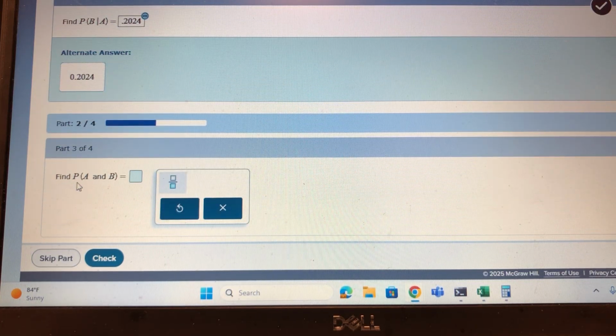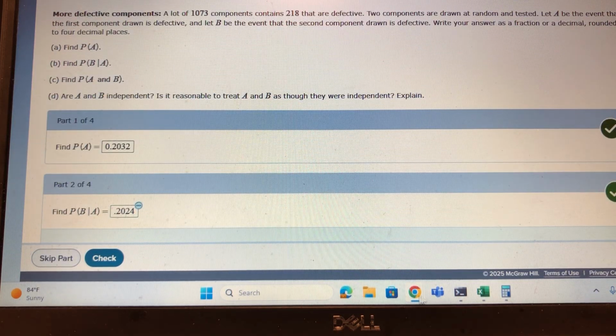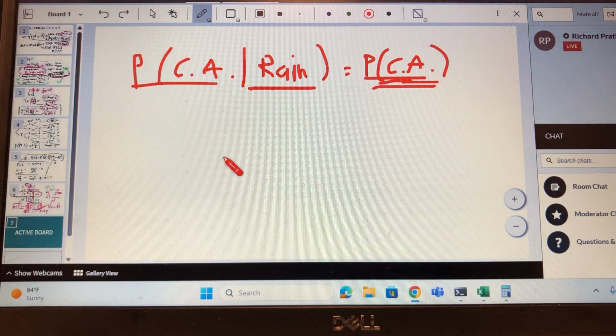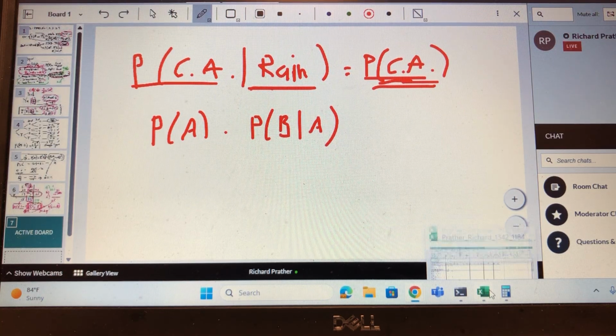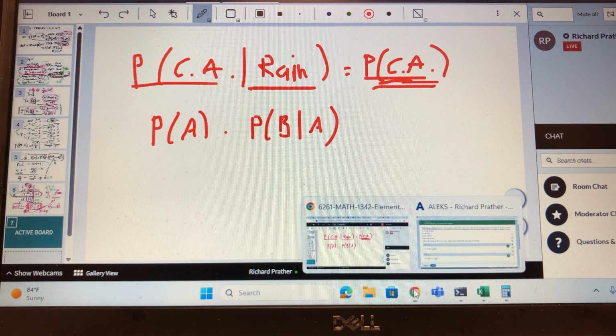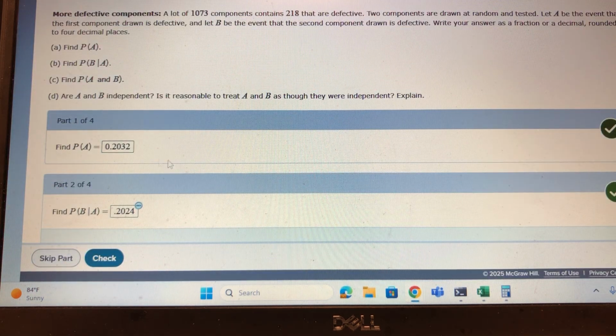So what's a chance that both of these occur? So what's happening here is I'm going to do probability of A, and then I'm going to do probability of B given that A happened. This is the chance that they both occur. So you just take your 2 decimals and multiply them together. The first 2 parts get multiplied together.